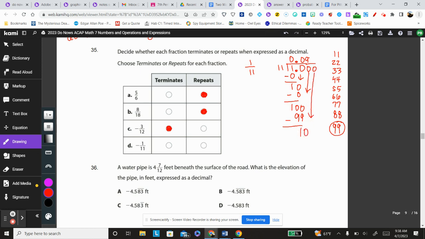Start over. Can I get any groups of 11 out of 10? Okay, so what is it going to repeat? More than the 0, the 0 and the 9, okay? It's going to repeat the 0 and the 9. So this is also repeating. You only had one up here that was terminated. That is all you do. You got it right? All right, guys.